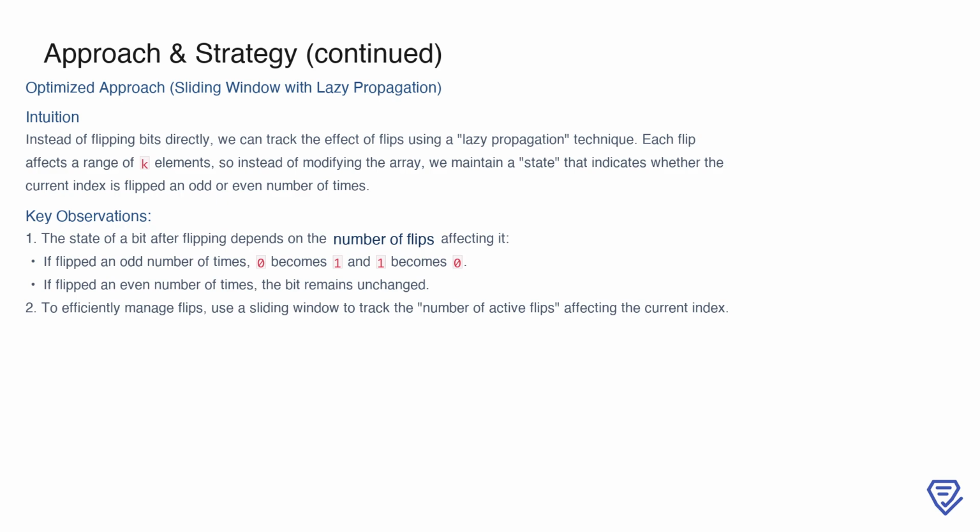To manage this efficiently, we use a sliding window to track the number of active flips currently affecting the index we are processing. This avoids the need to repeatedly toggle bits in the array, significantly reducing redundant operations. By focusing on the state of each index rather than performing direct flips, we can optimize the overall process.